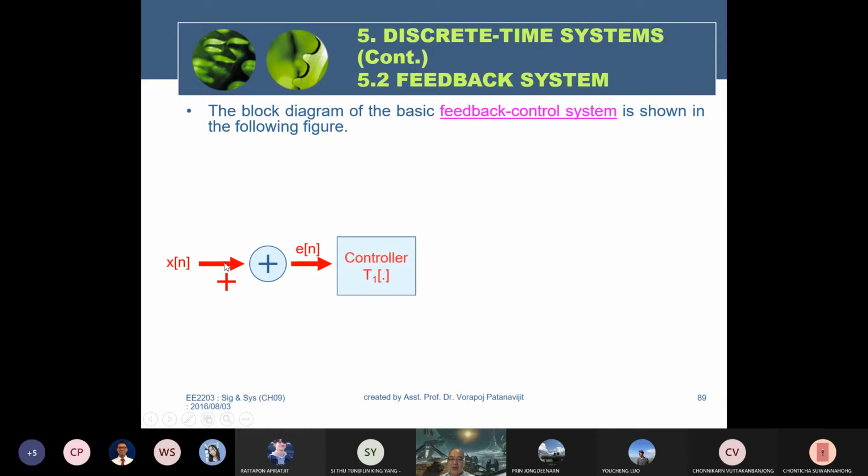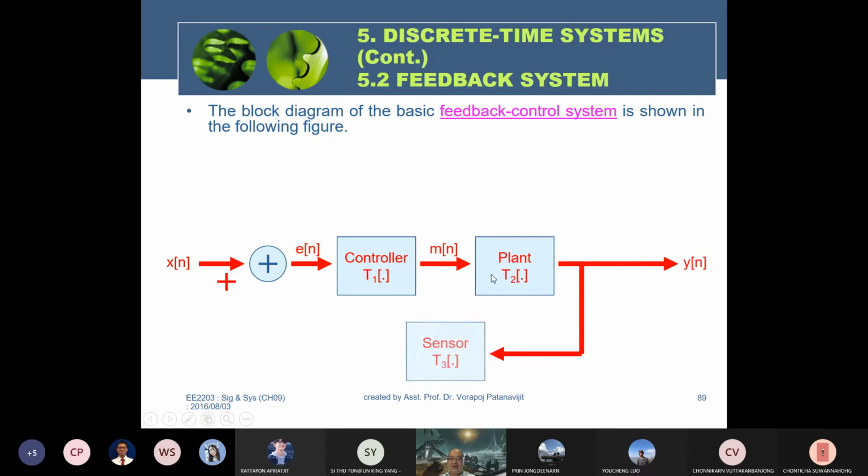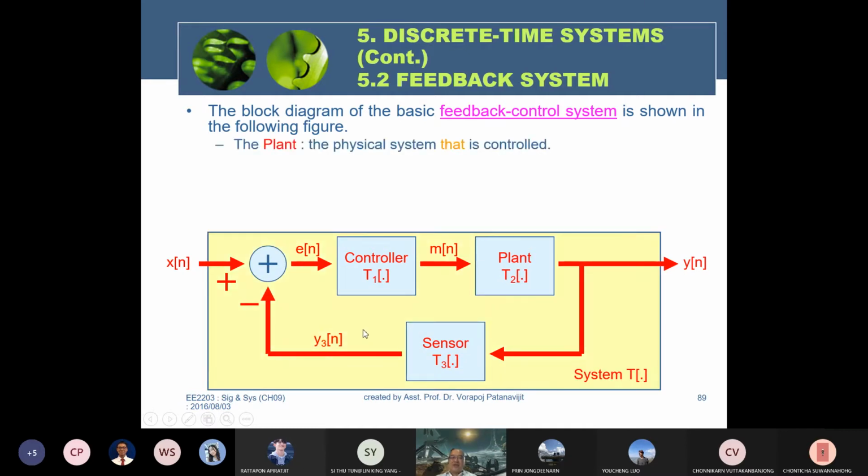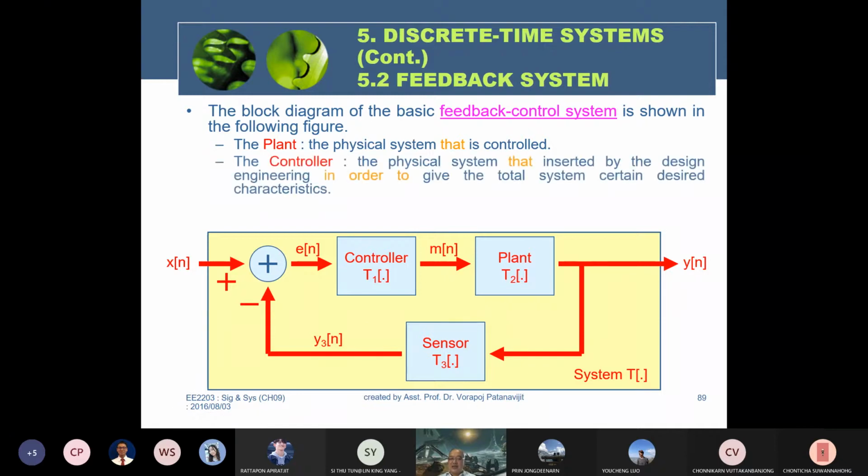You have the input and you compare it to the summing block. The error between the thing that you would like to set and the real input is sent to the controller, and the controller drives the control to the plant. The plant is the physical system that is controlled, and the controller is the system inserted by the design engineer in order to keep the total system at certain designed characteristics.